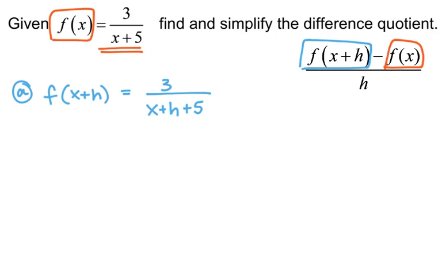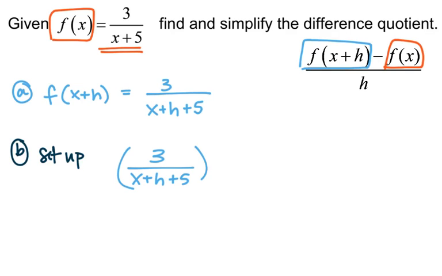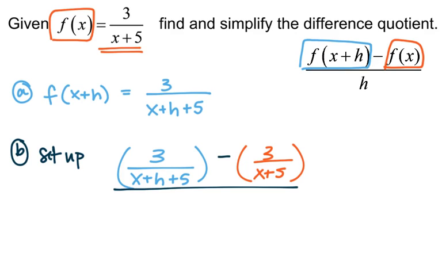At this point, we're going to go ahead and set up. All right, so we've found f of x plus h. So now we're going to set this up. And what that means is we have 3 over x plus h plus 5, all of that, minus the given function, 3 over x plus 5. All of this is then divided by h.